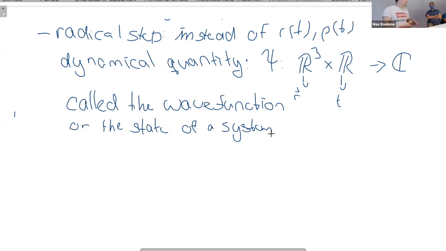Now the problem is, how do we determine this state psi and how does its time evolution behave? You can think about this a lot from looking at wave packets. Wave packets are waves which look like this.